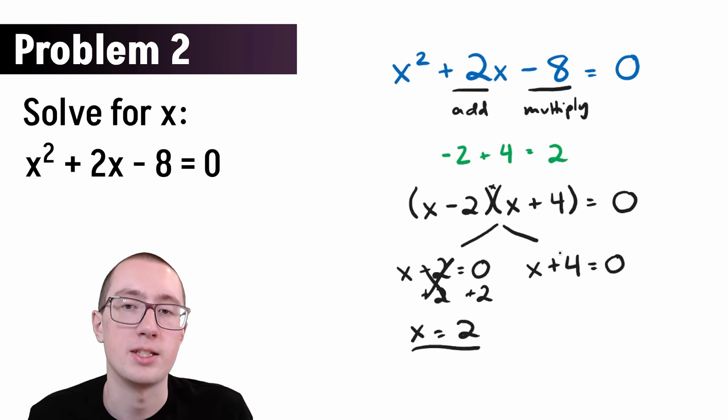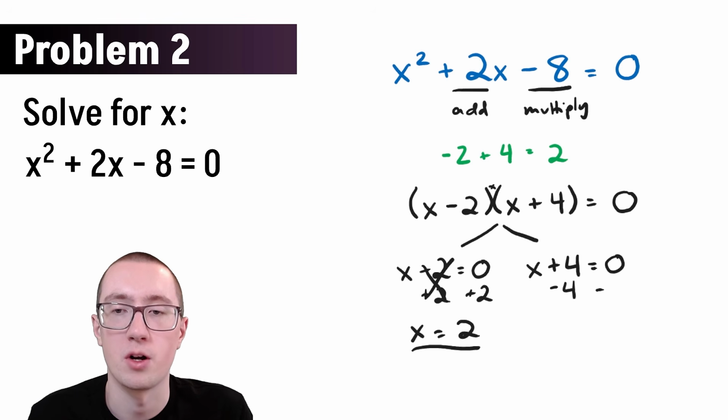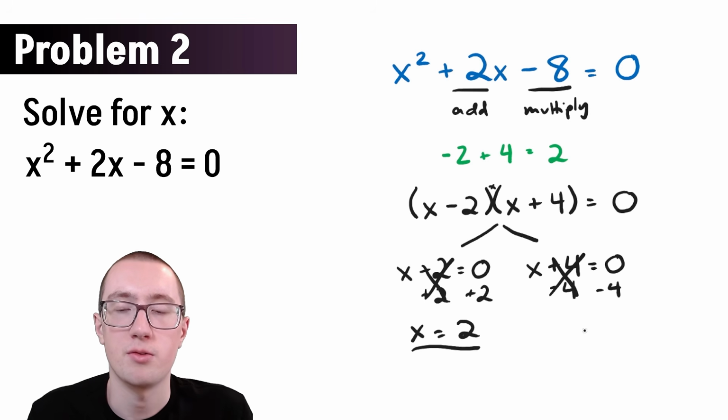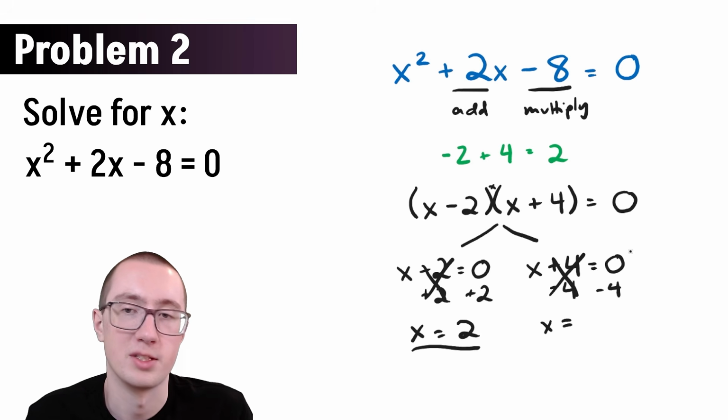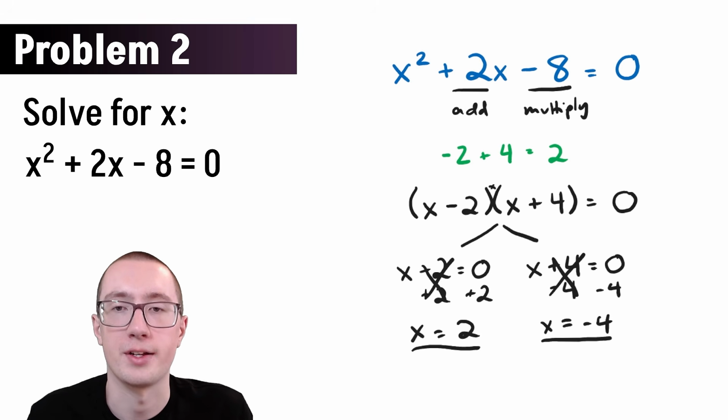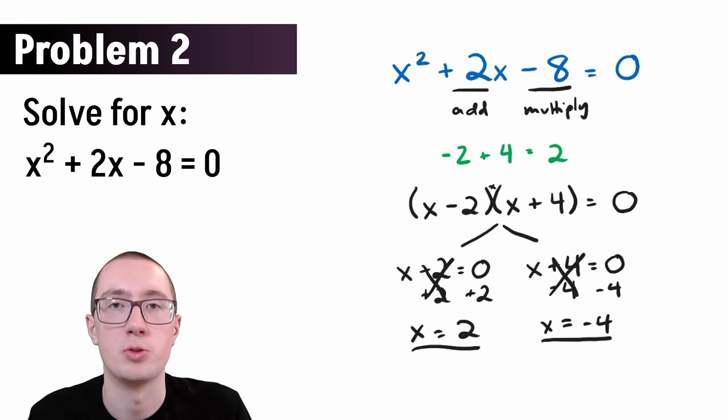On the other side, we need to get rid of this plus 4. So to do that, we're going to do minus 4 on both sides. So these cancel out, and we just have x equals 0 minus 4, and the 0 is not doing anything, so that's just minus 4. So minus 4 is our other answer. So we found our two answers, x is equal to 2, and x is equal to minus 4.